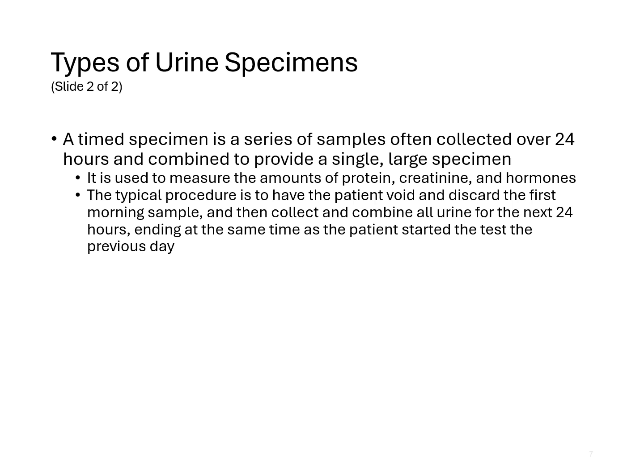The typical procedure is to have the patient void and discard the first morning sample, and then they would collect and combine all urine for the next 24 hours, ending at the same time that the patient started the test the previous day. So usually we will give patients a big jug to bring home so they can collect their urine in it. And it does usually need to be refrigerated as well.